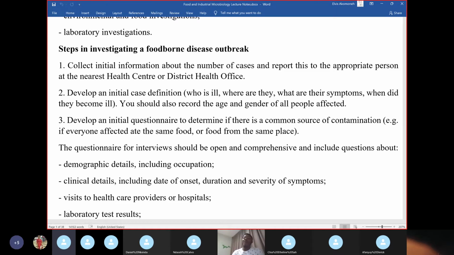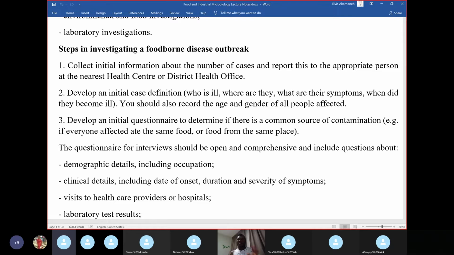In this case definition, we want to identify who is ill, where they are from or where they got ill, what their symptoms are, and when these symptoms began to appear. So if we identify the people who are ill, remember, we could be interested in whether it's a particular gender, a particular age group, a particular immune group, or a particular group with a certain condition, maybe pregnant women. If we identify that, now where?